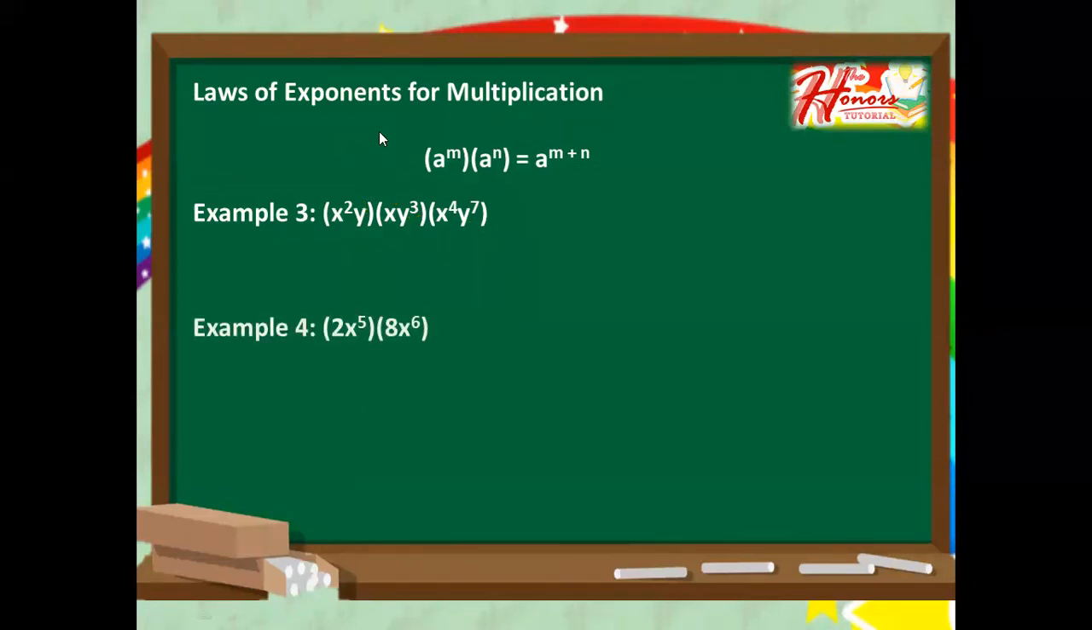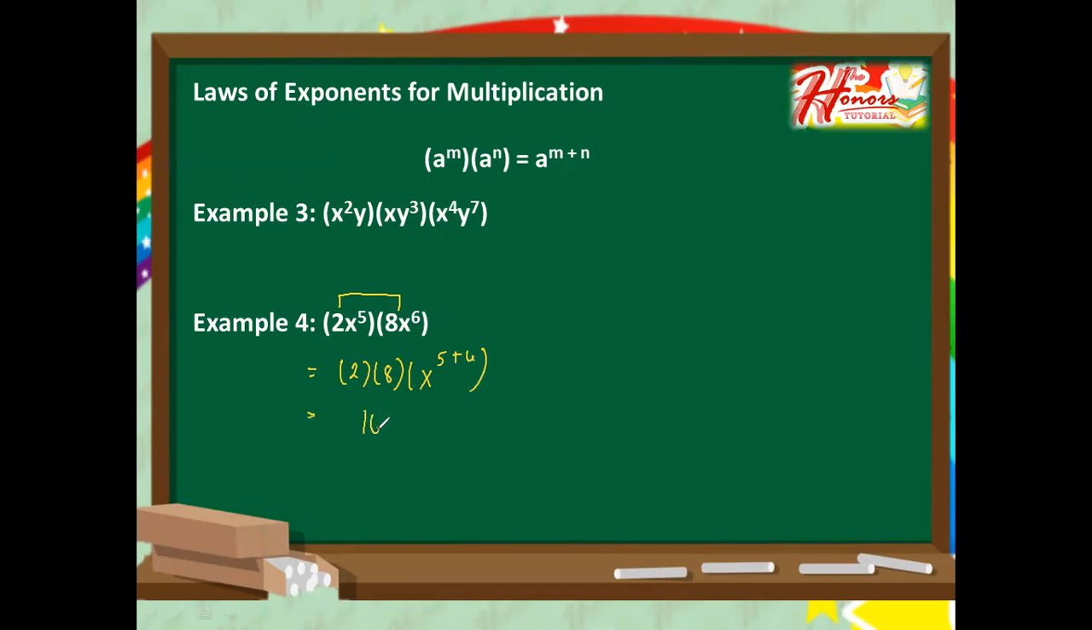Let's have another example. Now we have numbers. It's not that complicated than what you are thinking right now. Just multiply the numbers 2 and 8, and that's 16. So let me show it to you. 2 times 8, and then for the variables, we have x raised to 5 plus 6. So we have 16, because 2 times 8 is 16. X raised to 11, it is because 5 plus 6 is 11. So that's the answer.